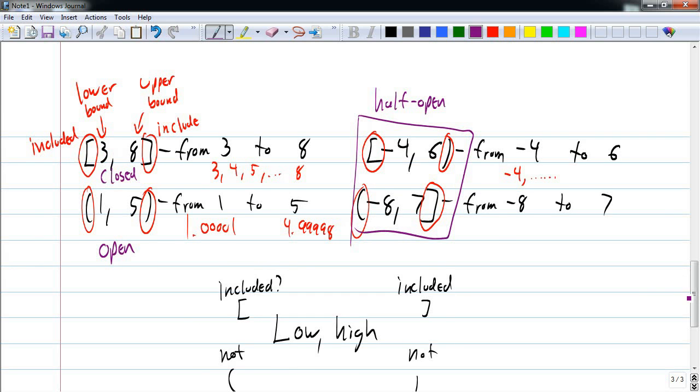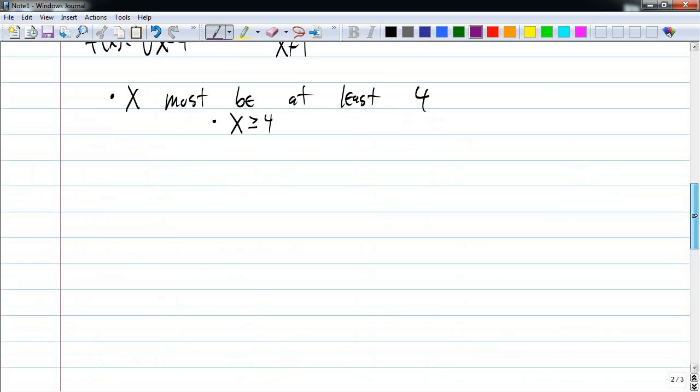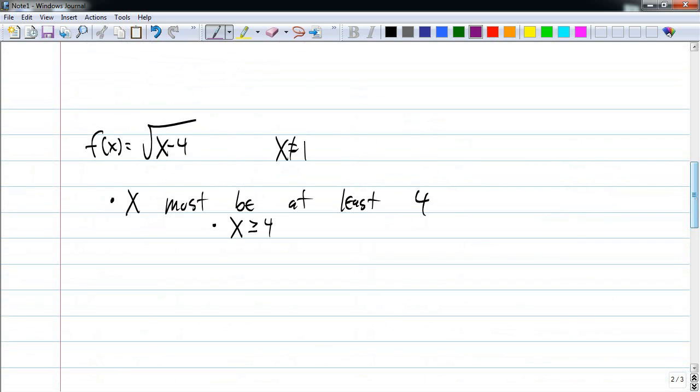Now, let's come back to this previous example. X has to be at least a 4. So what's my low number here? What's the lowest number X can be? And that would be 4. Is the 4 included? Could X actually be 4? Yes, so I use a bracket. What about your high number? Here's the thing. There is no high number.